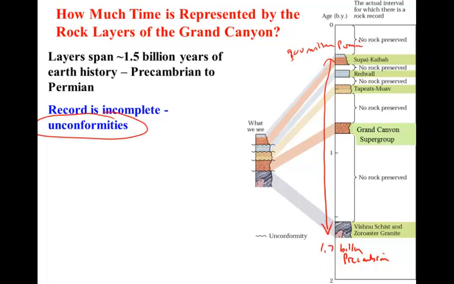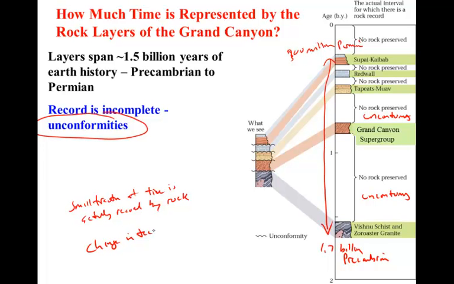Wide range of ages, but only a small fraction of time is actually recorded by rock. Again, because some of these unconformities last hundreds of millions of years, representing times when rock was not being deposited because of a change in tectonic setting.